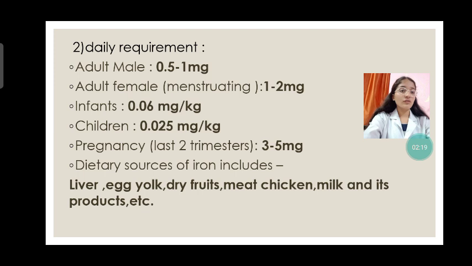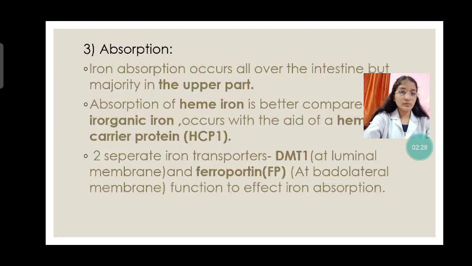Now the dietary sources of iron. These are liver, egg yolk, dry fruit, meat, chicken, milk and its products. Now absorption. Iron absorption basically occurs all over the intestine, but the majority of it occurs in the upper part.